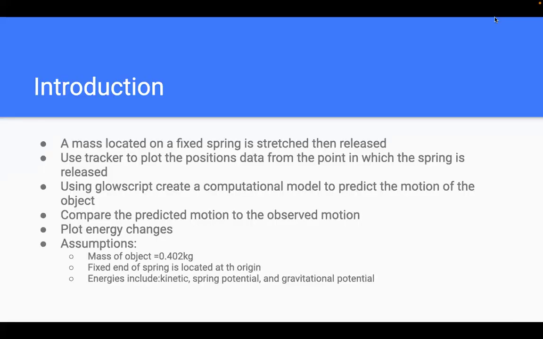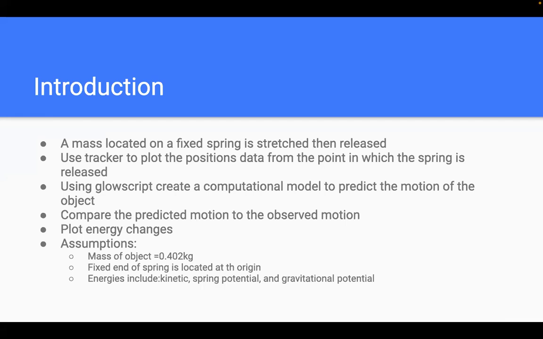So an introduction to this lab is we used a mass located on a fixed spring, and then it is stretched then released, using Tracker to plot the position data from the point at which the spring is released. We used GlowScript to create a computational model to predict the motion of the object, and we compare the predicted motion to the observed motion.